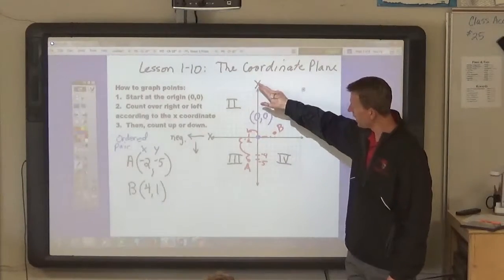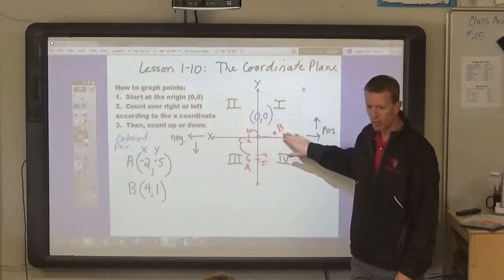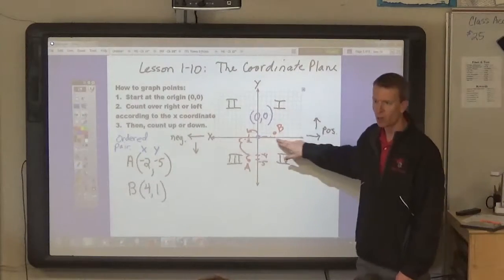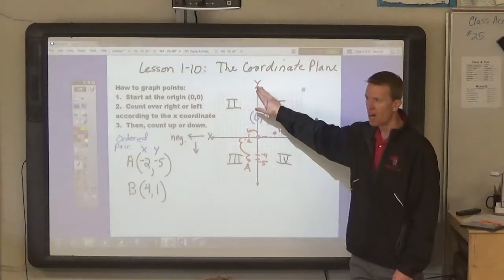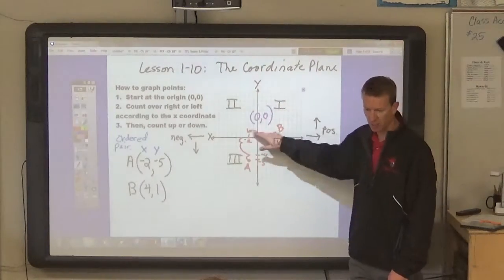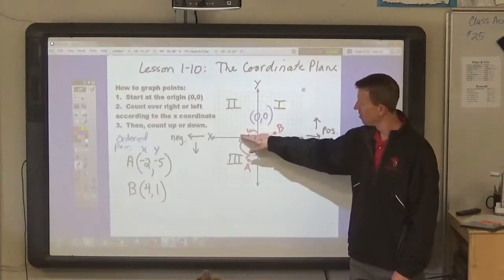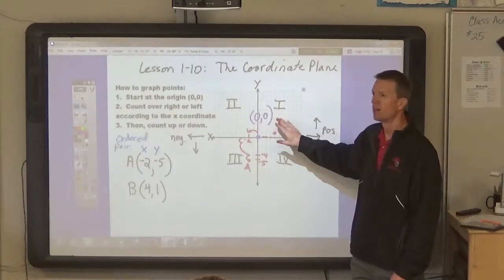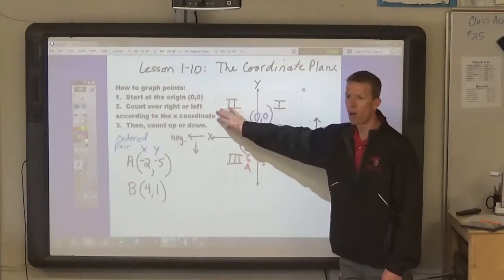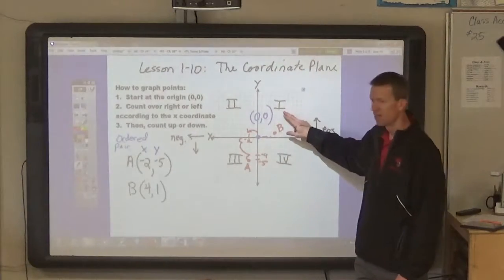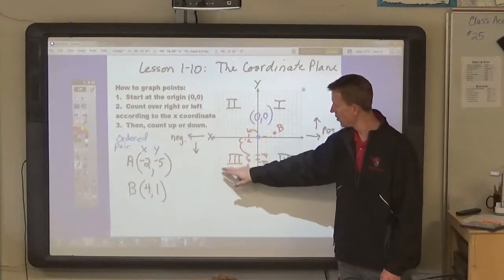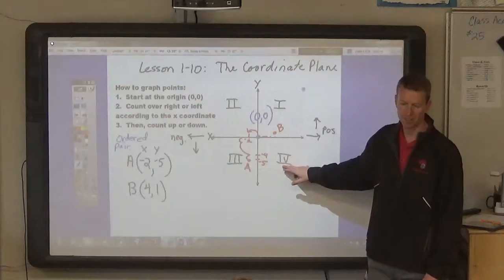The coordinate plane is the grid that we learned about last year. These two bold lines refer to the numbers on the y-axis going up and down, and the x-axis going across. Okay? This is called the coordinate grid. There are 4 quadrants in it: first quadrant, second quadrant, third quadrant, and fourth quadrant.